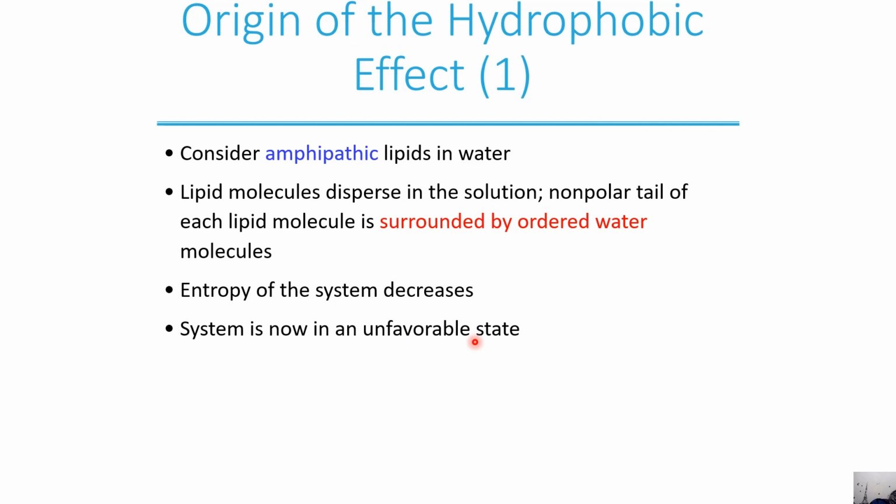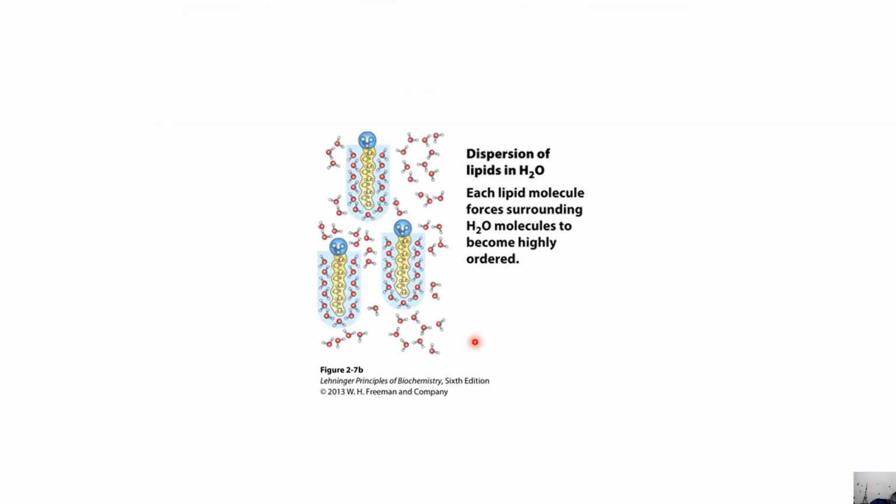So what is the origin of the hydrophobic effect? For example, if you consider amphipathic lipids in water, lipid molecules will disperse in the solution. The nonpolar tail of each lipid molecule will be surrounded by ordered water molecules, and the entropy of the system will decrease. So you can see this is a schematic of dispersion of lipids in water.